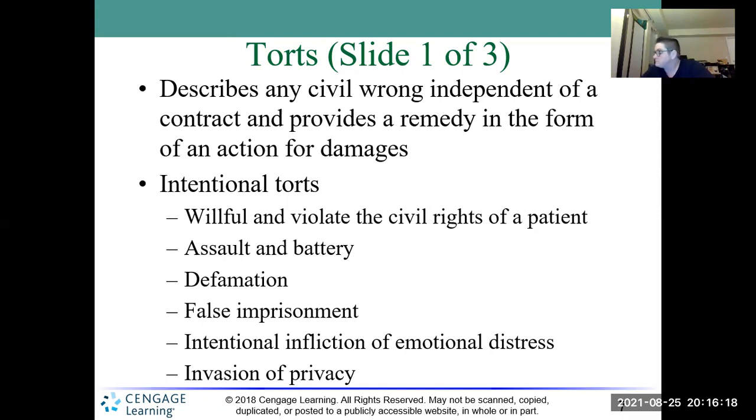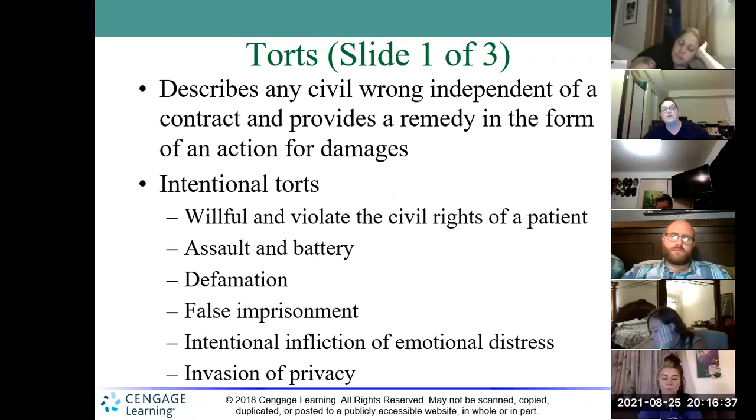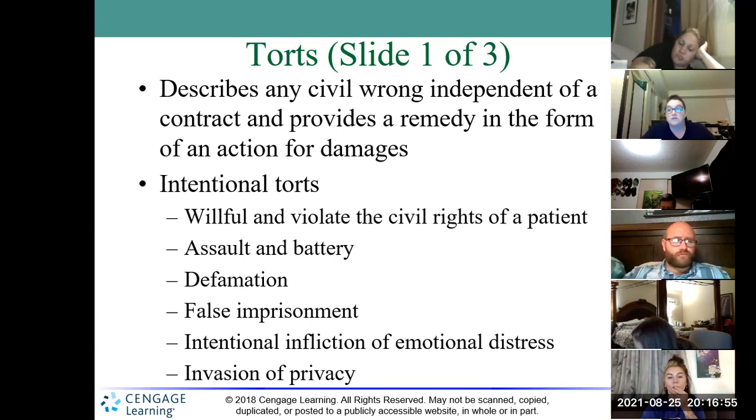False imprisonment. That's illegal detention of a person without consent. An example of this in the OR, or in the medical field, is using restraints. It is illegal to use restraints without consent. And so when we have patients that have to be restrained for their own safety, we have to get the consent of a family member. Because if we do it without consent, then it is considered false imprisonment, and we're liable.